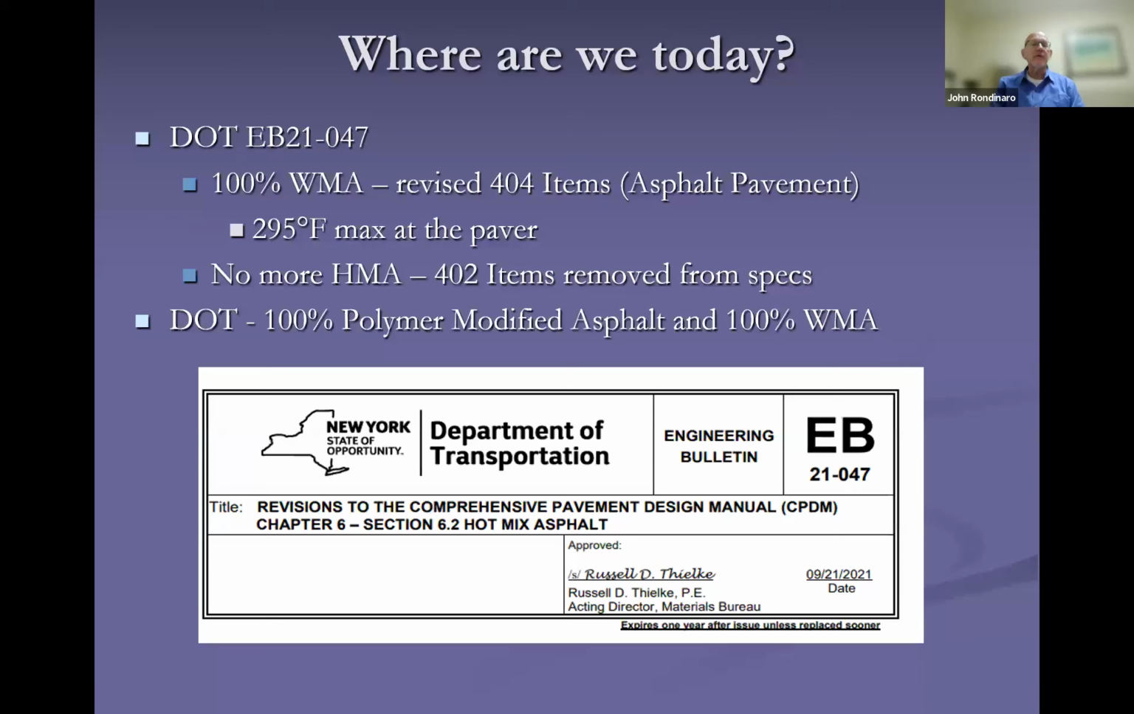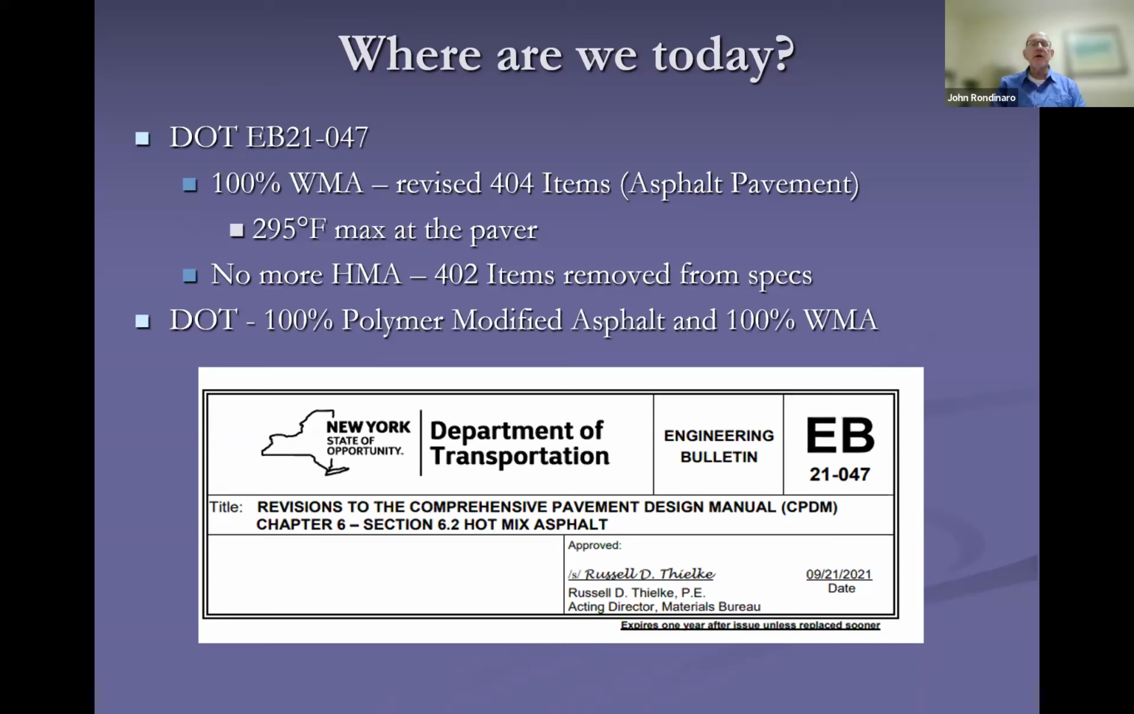So why is this important? Well, as of this department bulletin that was issued in September of 2021 by my successor, Russ Tilke, we are 100% asphalt in New York State on DOT and Thruway projects. We no longer have 402 items. Those were the bread and butter hot mix items. They've been replaced by 404 asphalt pavement items, which are warm mix items. So there's no more hot mix on New York State DOT or Thruway projects.